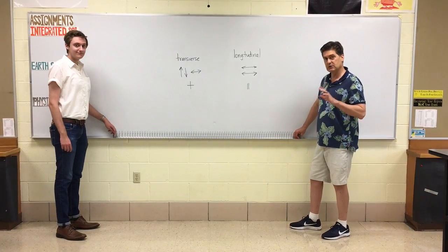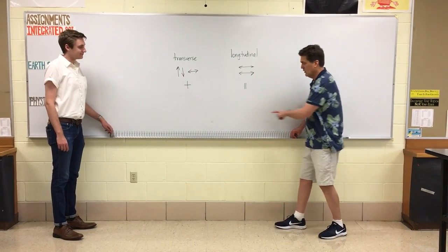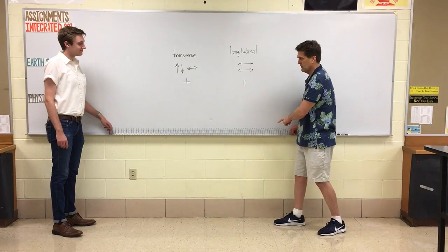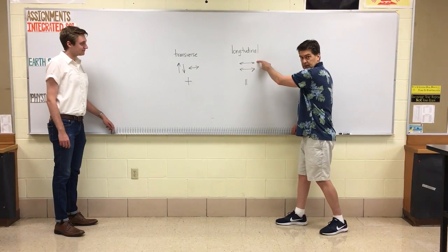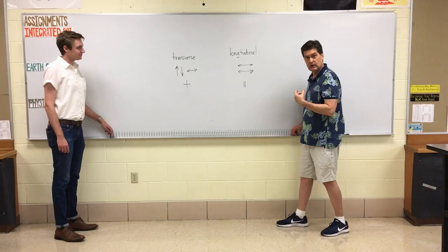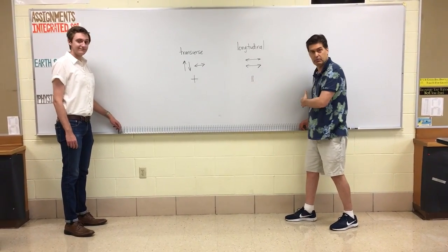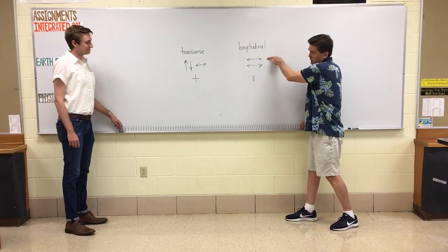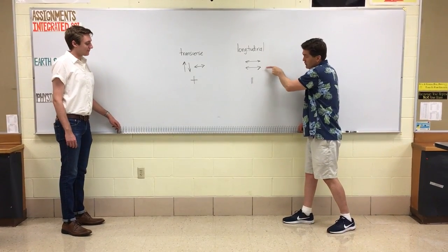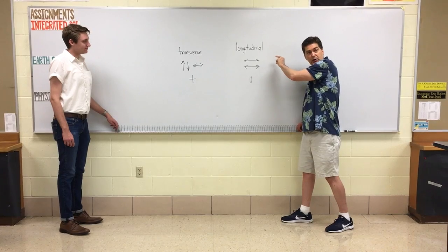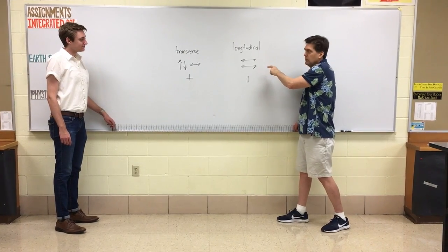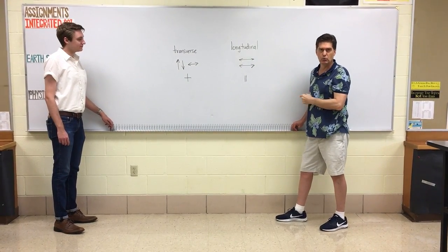So you can see the slinky, the material itself, moved back and forth, indicated by this line. And also the energy that I put into it moved back and forth from me to Sean and back. So the material went back and forth, the energy went back and forth, they're parallel to each other. And this is what we call a longitudinal wave.